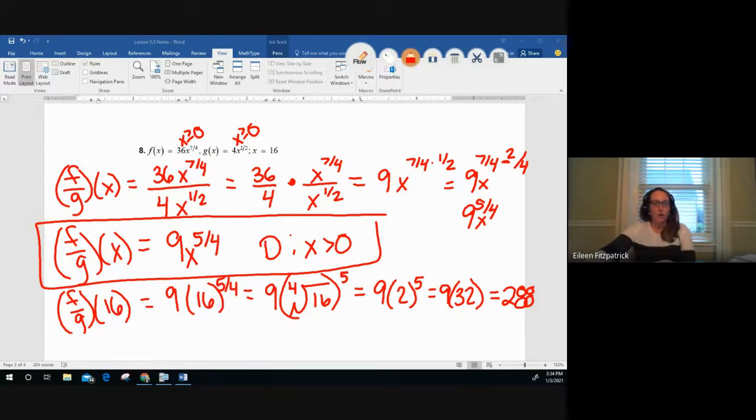All right, guys, hopefully between yesterday and today, you're understanding how to add, subtract, multiply, divide functions, how to evaluate them given a value, and then also how to state the domain.